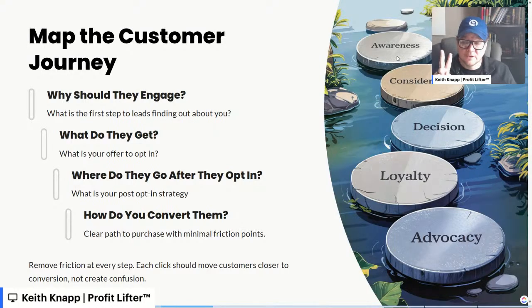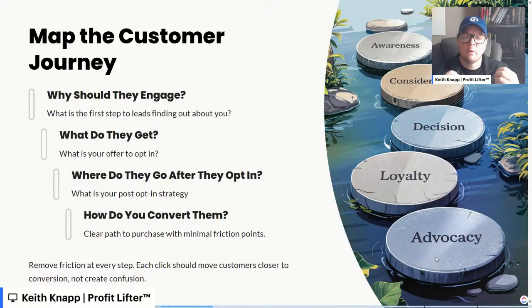You have your awareness, where they're just finding out about you. Consideration, where they're going, okay, this may seem like a legitimate option. Decision is when they start really diving in and choose whether or not they're going to work with you. Loyalty is they've worked with you, they love you. And then advocacy means they're a raving fan. They're telling everybody about it. They're tickled pink. They couldn't be happier.